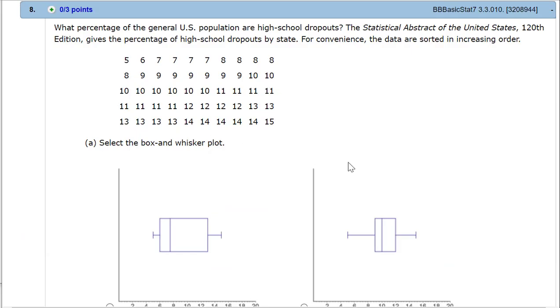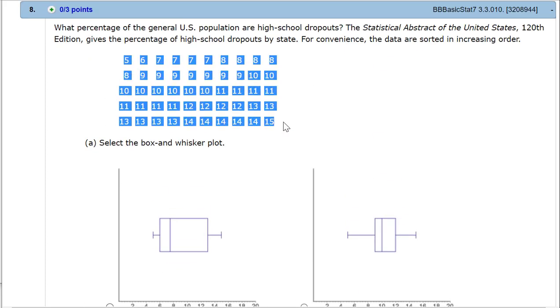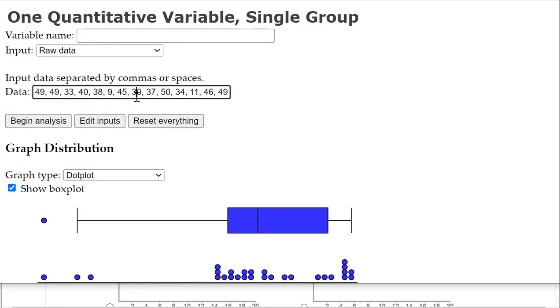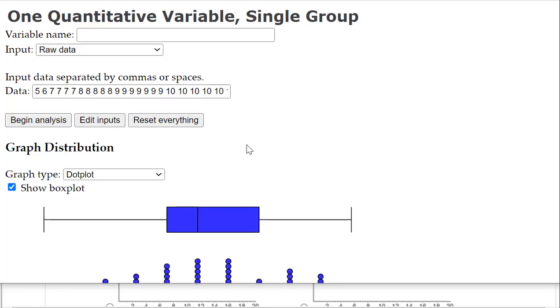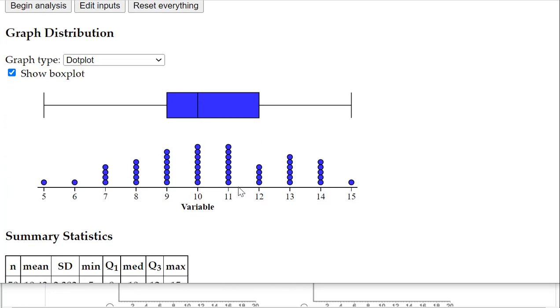So 3 questions left. Select the box and whisker plot. What I'm going to do is copy all this data, Control C, go to Statplet. I'm not trying to test you on data entry. That's not the point of this class. That's a typing class. They used to have typing classes. Did you know that? There you go. There's my box plot. And so I've got to figure out the one that looks closest to this. So this is at 5, 9, 10, 12, and 16.